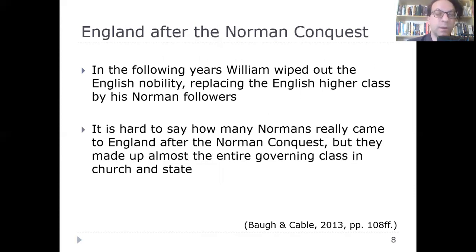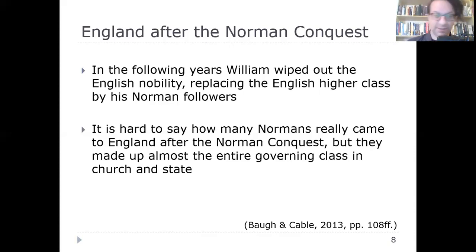We don't really know how many French-speaking people then started coming to England after the Norman conquest. But the important thing is that these people made up the ruling class. In other words, the people who could read and write. So the people that we have to be interested in because they're the ones leaving written sources behind so that we can study the language, right?